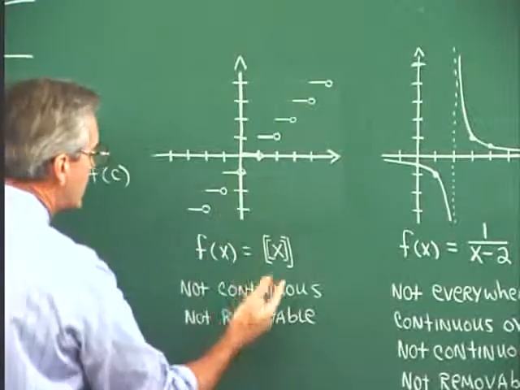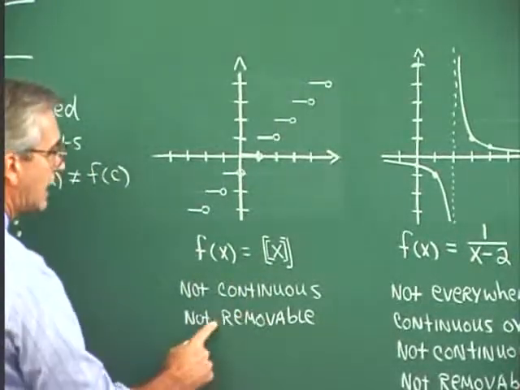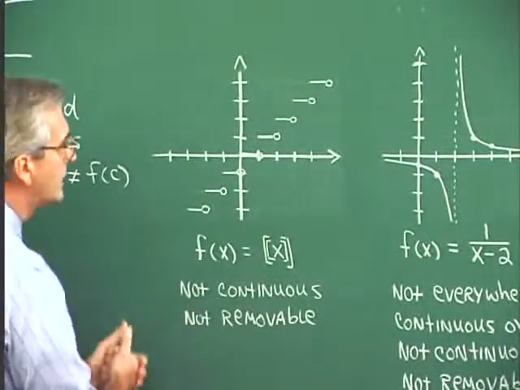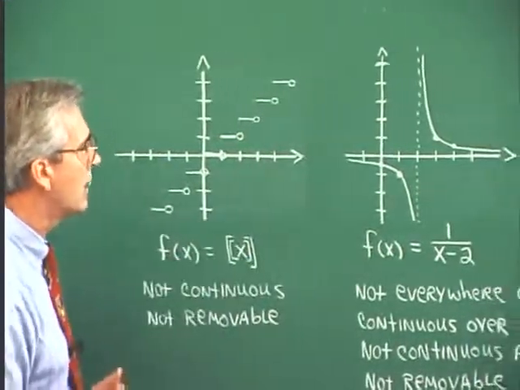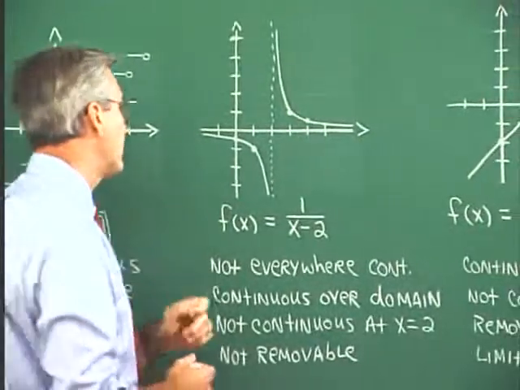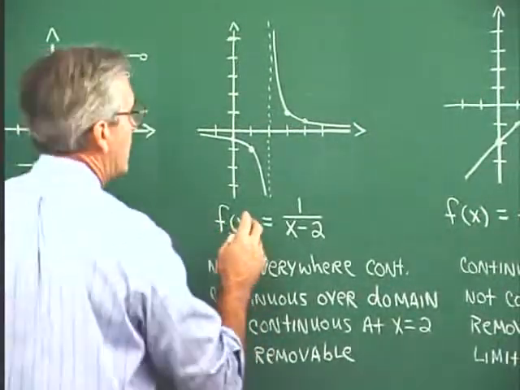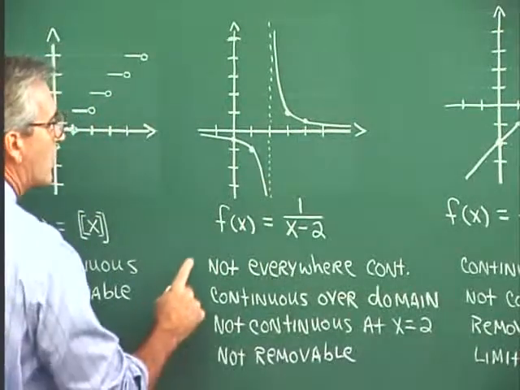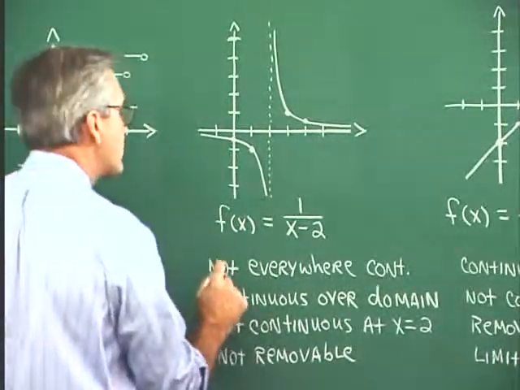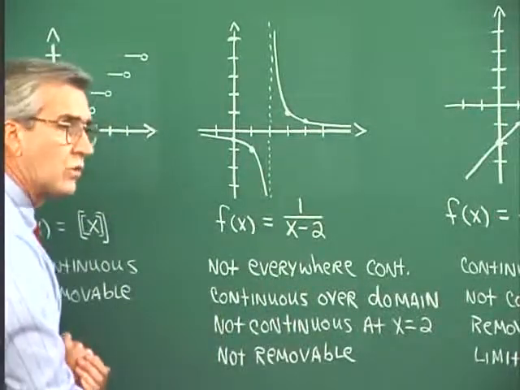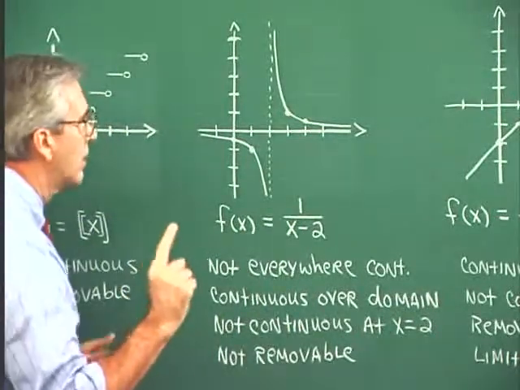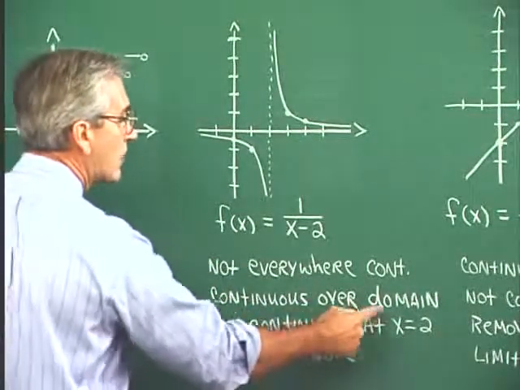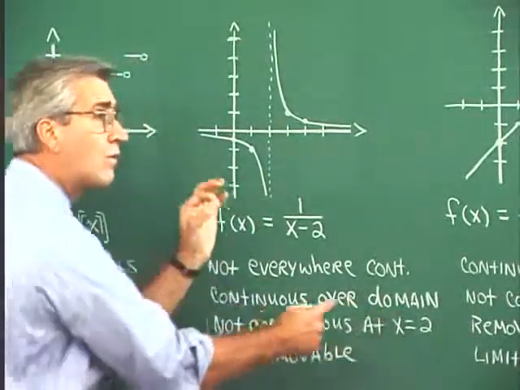So the function itself is not continuous, and it is not removable. That is, we can't redefine a single point and have continuity here. In this one, this is a rational function, and in this circumstance we have a vertical asymptote. So this function is not everywhere continuous. However, and this is kind of interesting, we can say that it's continuous over its domain. You see, over its domain.